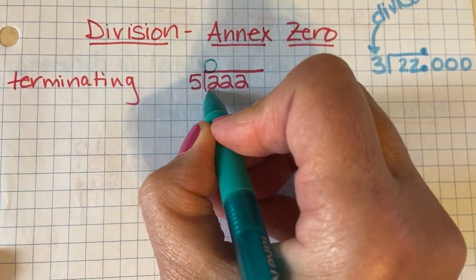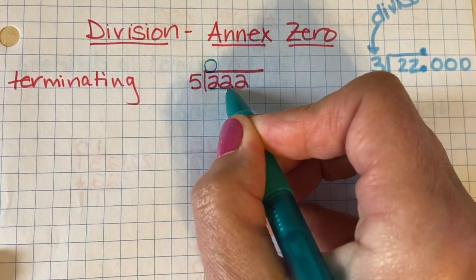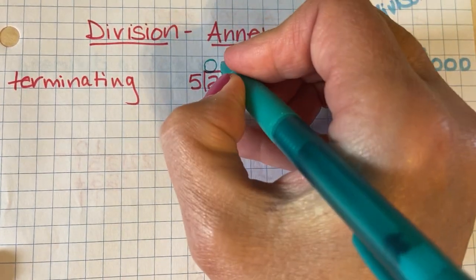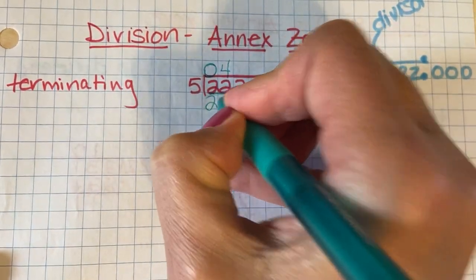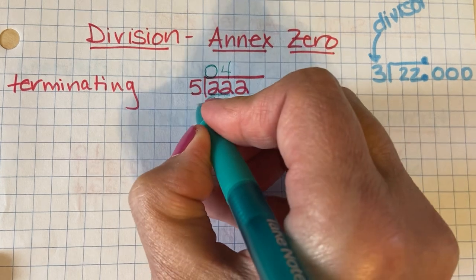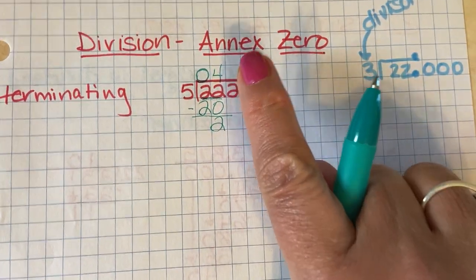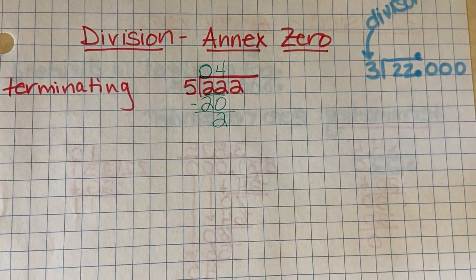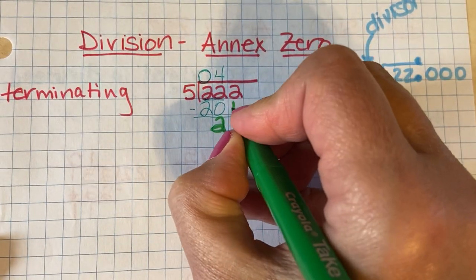So I'm going to go on with the next two numbers. How many 5s would fit into 22 without going over? And that would be 4. Because 4 times 5 is 20, and then we're going to subtract that, and I get a remainder of 2. Remember, I'm only bringing down one number at a time. I'm going to use a little bit darker color pen because this one's not showing up too great. So I get a remainder of 2.